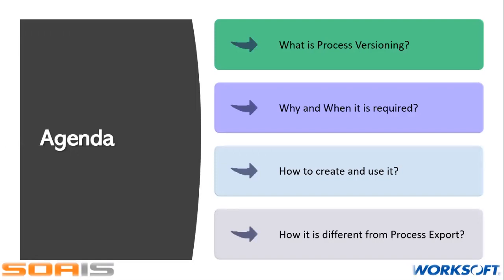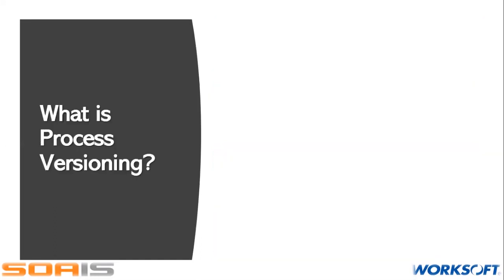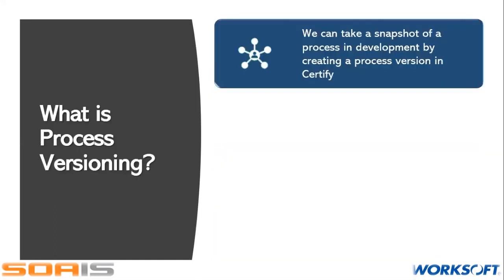Then let's see what process versioning is. In process versioning, we can take a snapshot of the process in development by creating a process version in the Workshop Certify. So basically, when we are creating a process version of a process, it will just take a snapshot, or just a simple step-by-step copy of the process, and it will store it in the same database, wherever that process is. It will make another copy of that process.